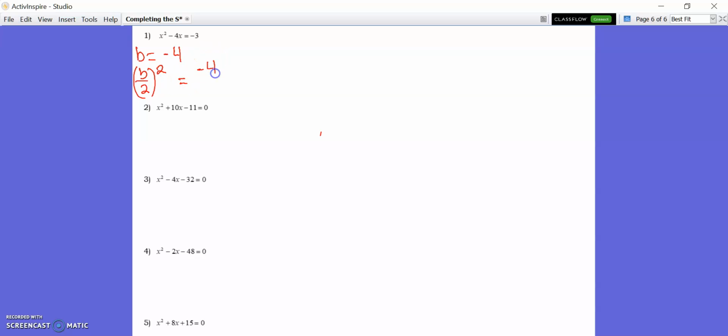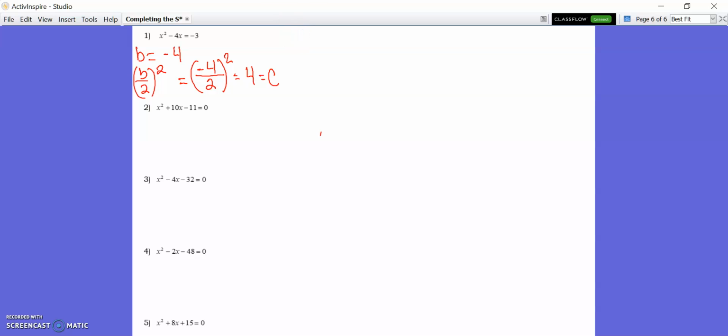I take -4, I cut it in half, and then I square it. -4 cut in half is -2. When I square it, I get 4. This is my c. So I'm going to go up to my equation, rewrite it.